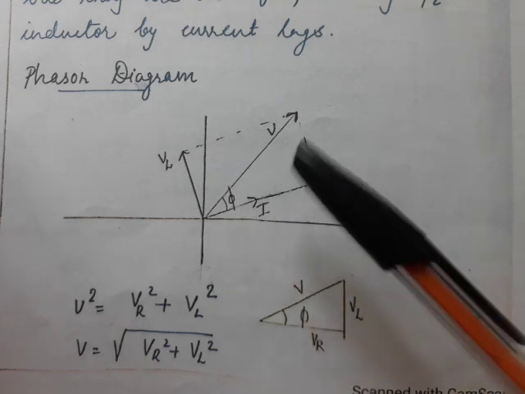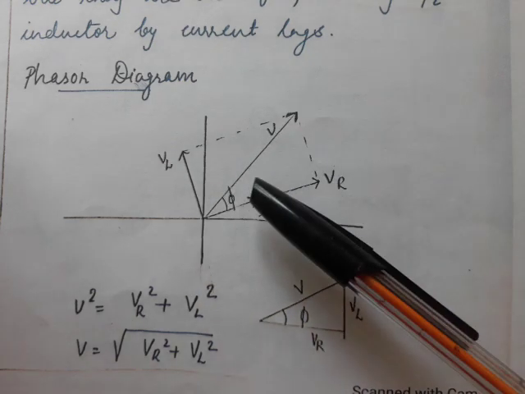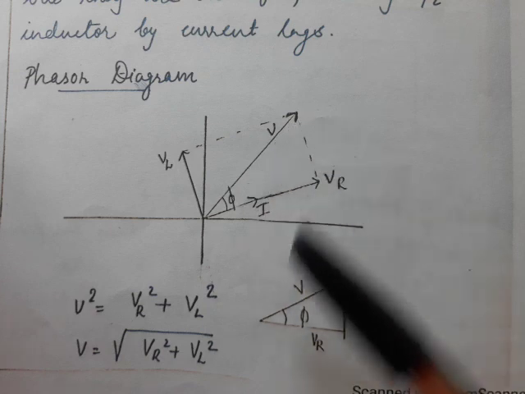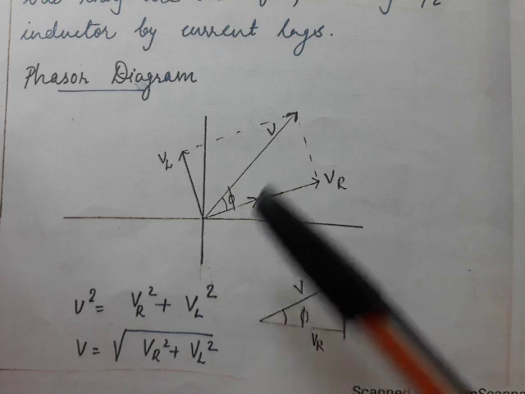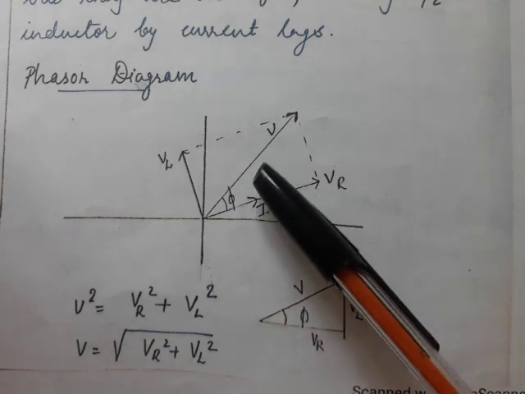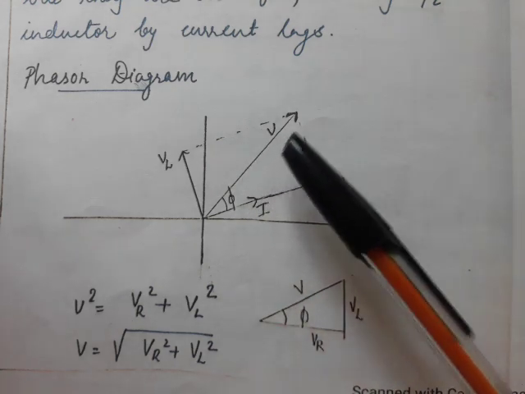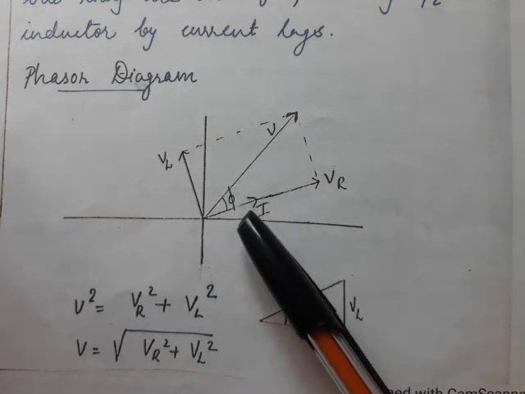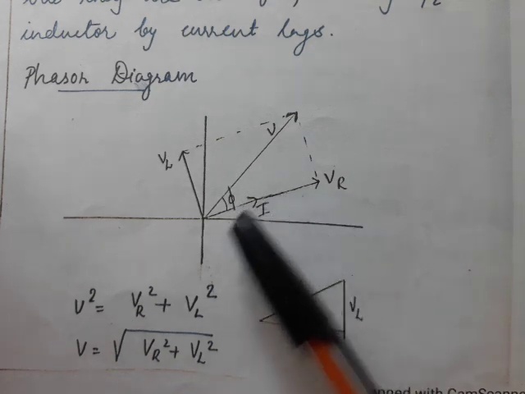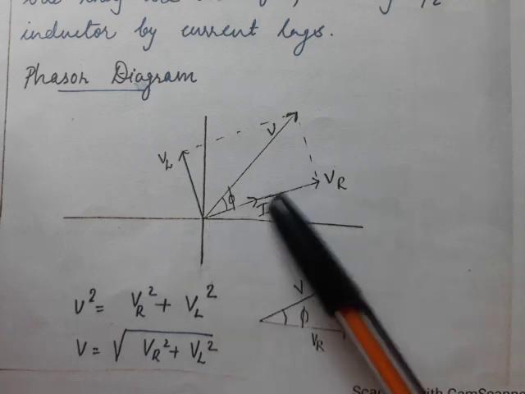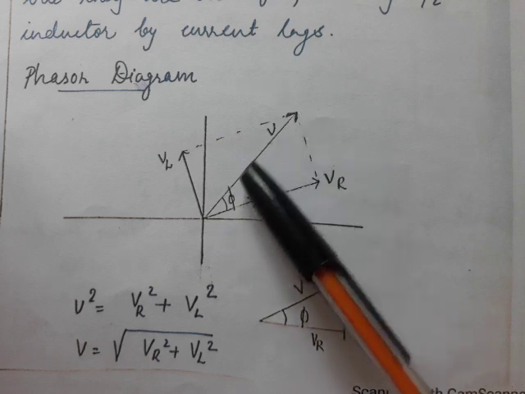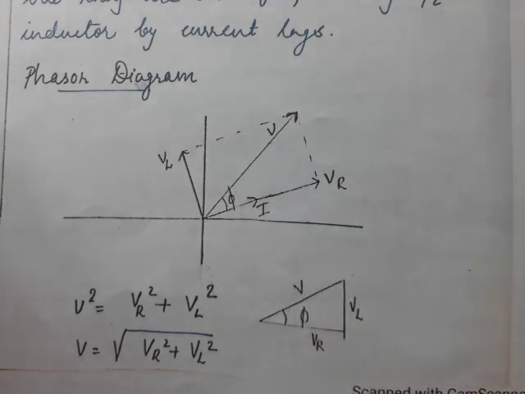Now let us check what is the resultant of these two voltages. Let us make it as V. We will mark it as V. And let this resultant voltage V make an angle phi with the current. We take current everywhere as the standard. So the current makes an angle phi with the resultant voltage.